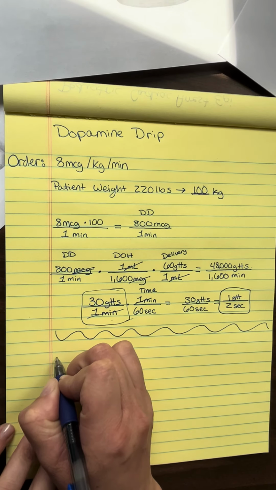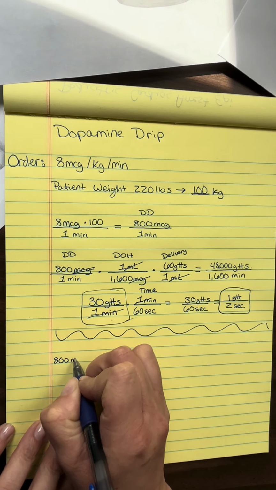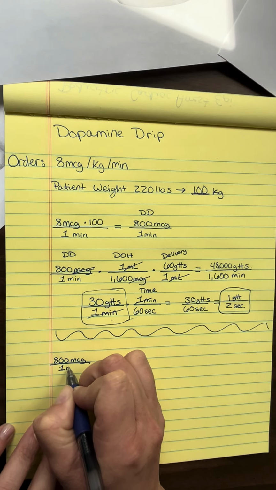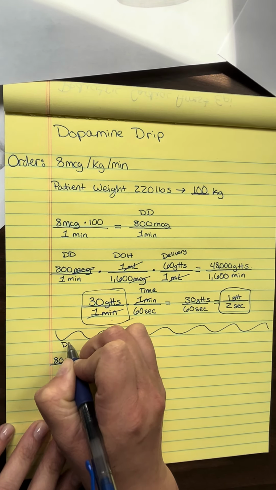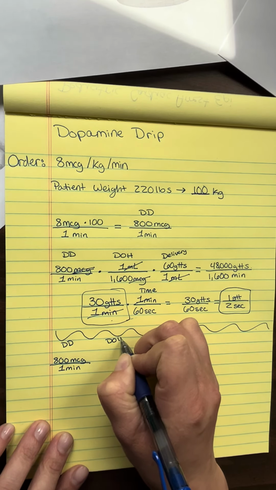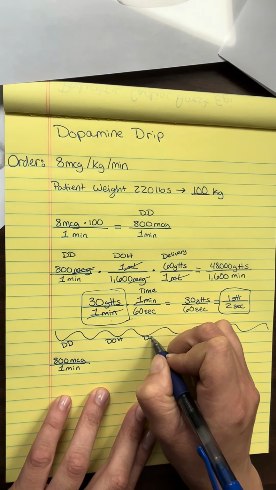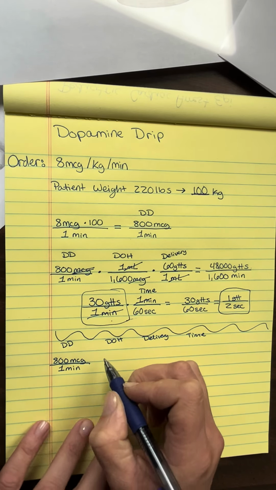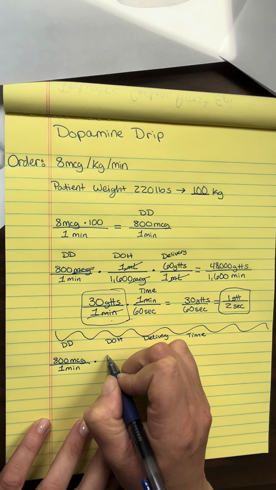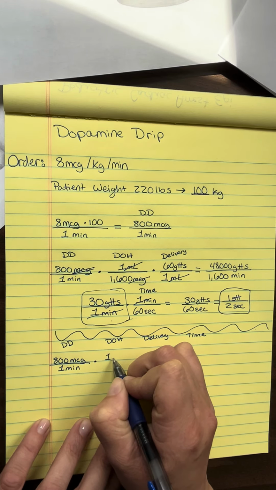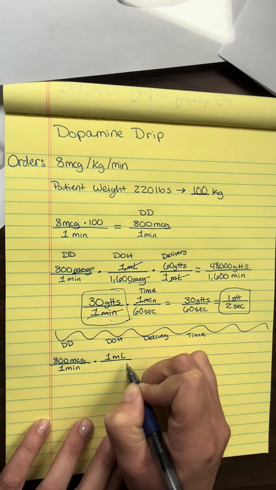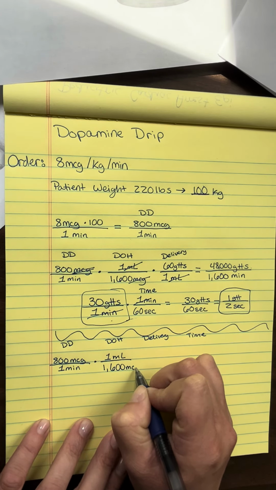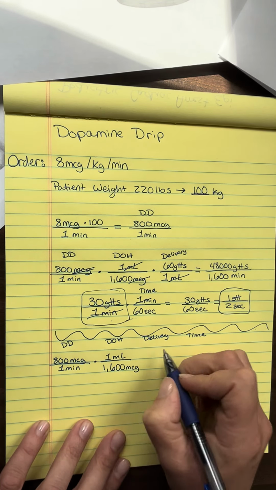So, 800 micrograms over 1 minute. It's our desired dose. Dose on hand, delivery, time. Okay, so then my dose on hand is 1 milliliter over 1600 micrograms. Again, remember being able to cross cancel.